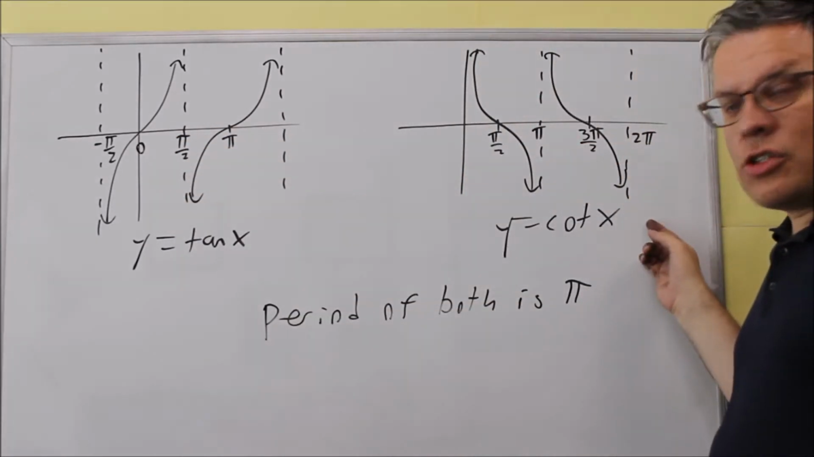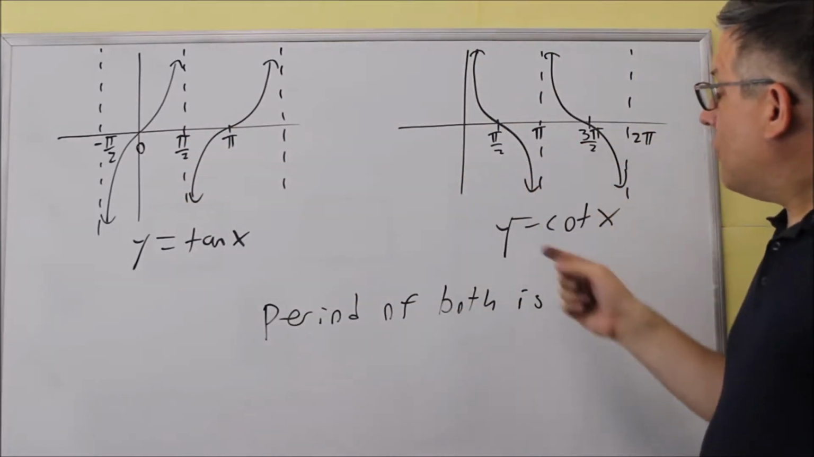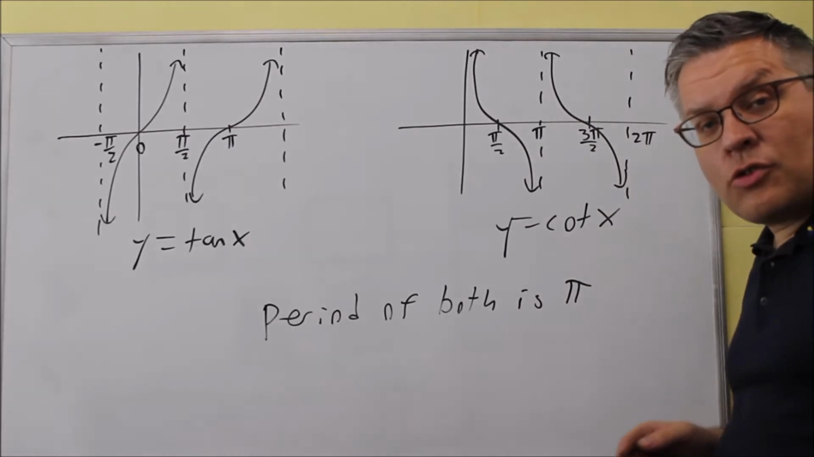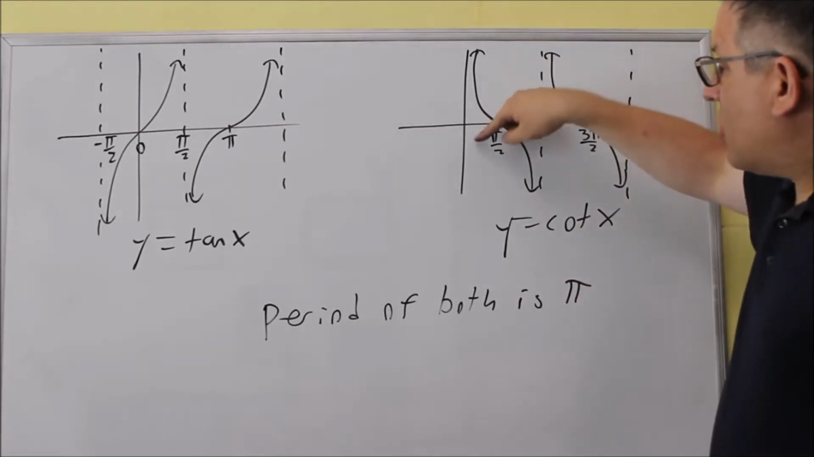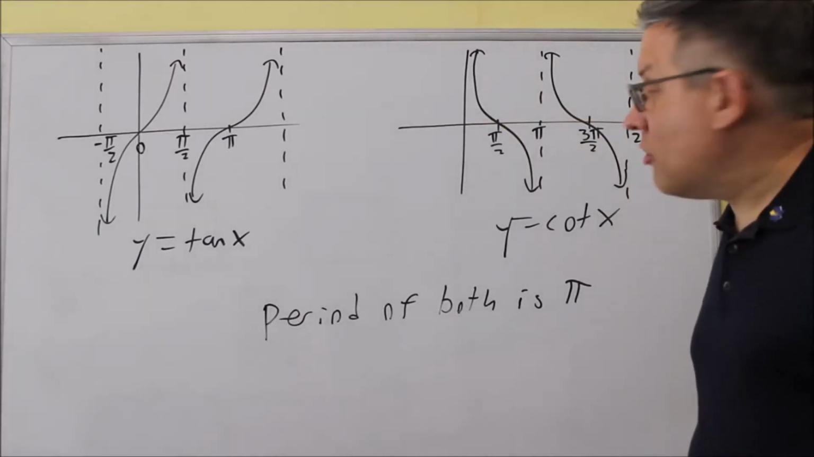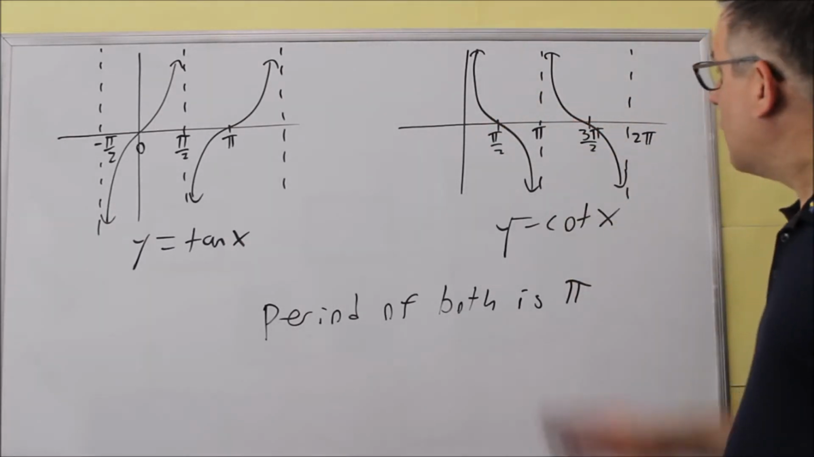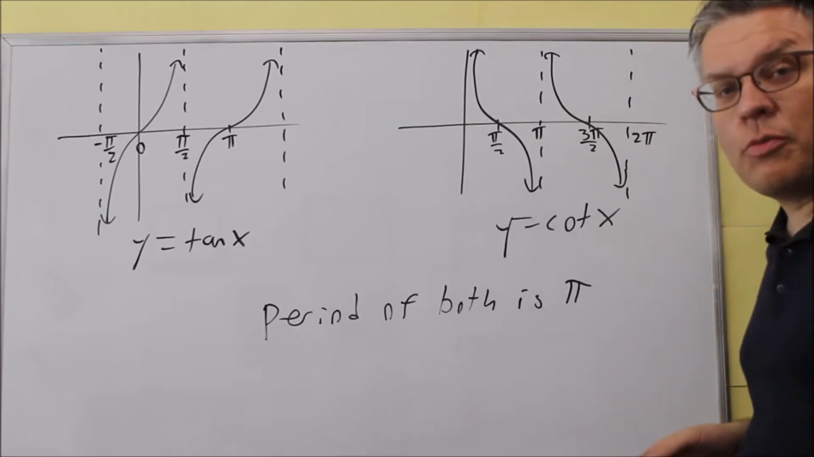For the cotangent graph, that's cosine over sine. So wherever sine equals 0, that's where you're going to have a vertical asymptote. So this is 0 right here, so sine of 0 is 0, sine of pi is 0, and so forth. That's why you have these vertical asymptotes here.